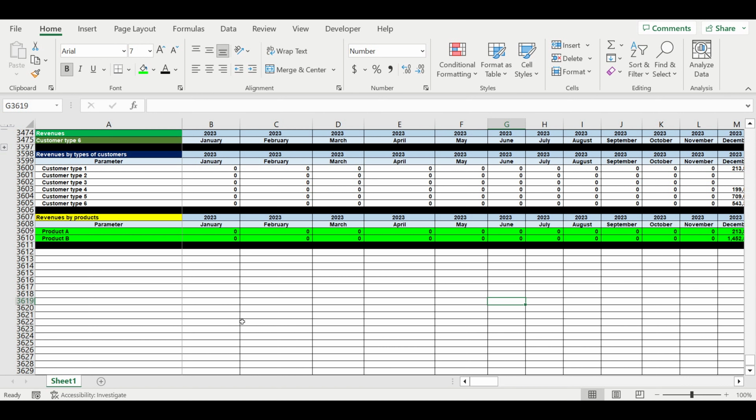Today we'll continue building a financial model of a manufacturing business idea, and today we will continue talking about direct costs, variable costs. So today we will be talking about electricity costs.